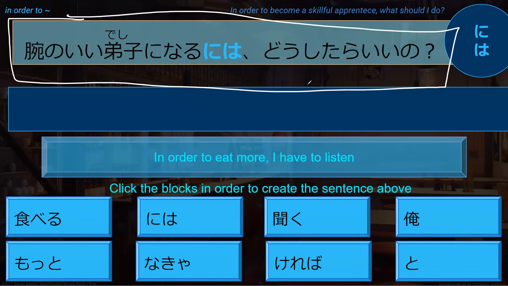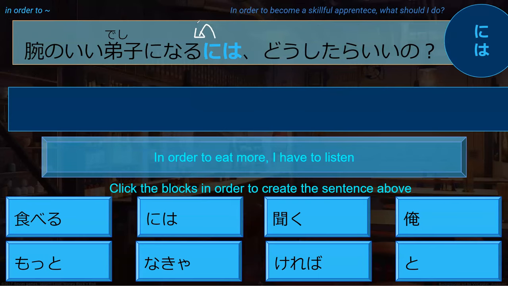What should I do? In order to... うでのいいで, this し means になる, skillful, to become a skillful apprentice. Perfect. And so this ni, what's like a mark and that's a special ni, is directly touching a verb in dictionary form. So the normal ni's that we see do not want to touch verbs in dictionary form.